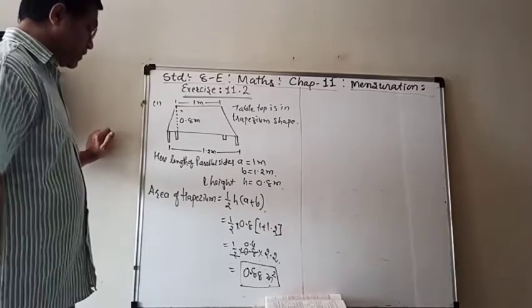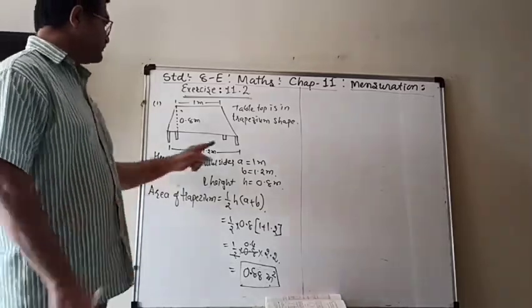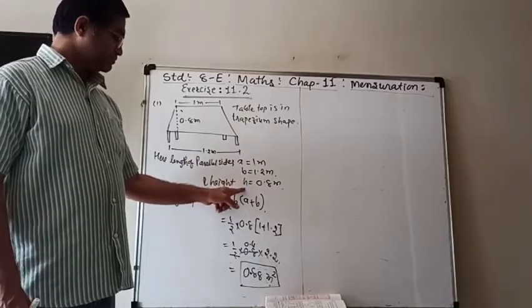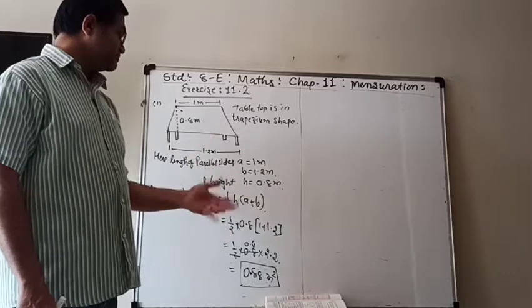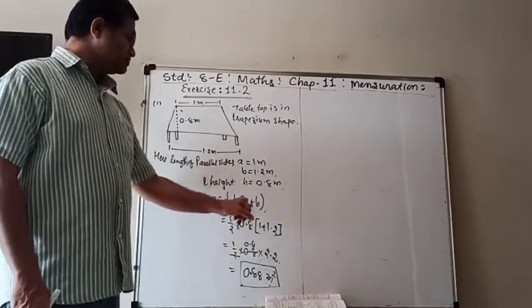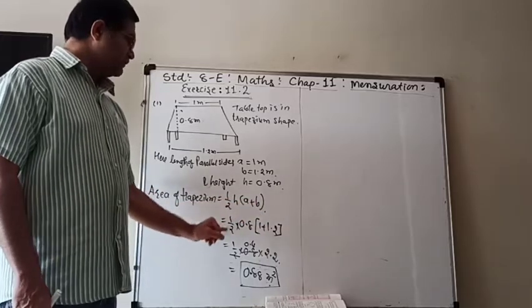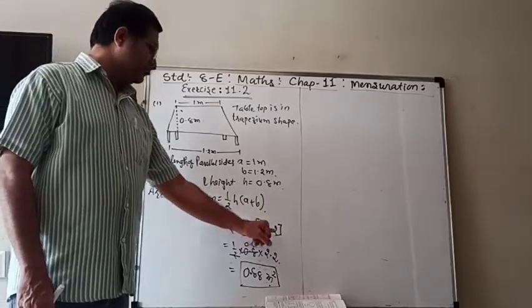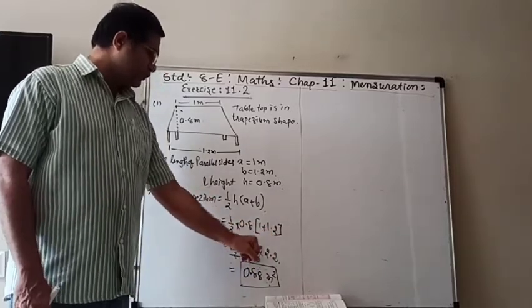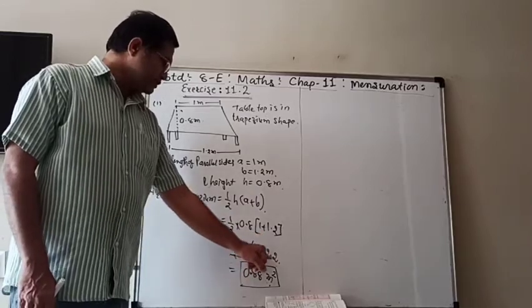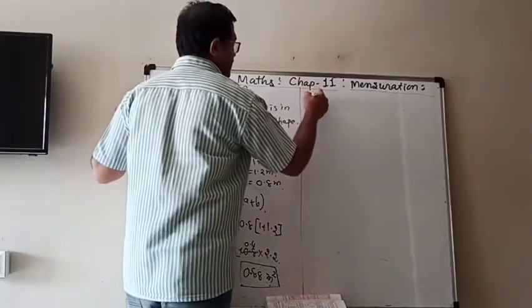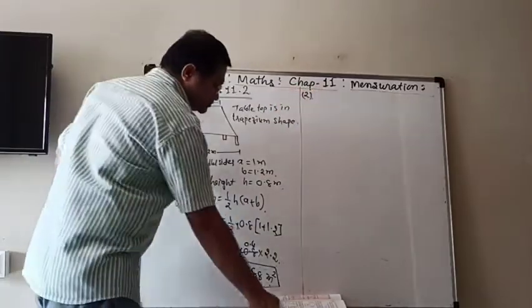So area of this tabletop will be 0.88 meters square. So what did we do here? We first wrote down the parallel sides a and b and the height. Perpendicular distance means height. Then we put the formula, the area of trapezium, half h into bracket a plus b. So half into 0.8 into bracket 1 plus 1.2, which is 2.2. Then 2 fours are 8, so 0.4. 22 fours are 88. So one and one make 2 decimals. So 0.88 meters square.